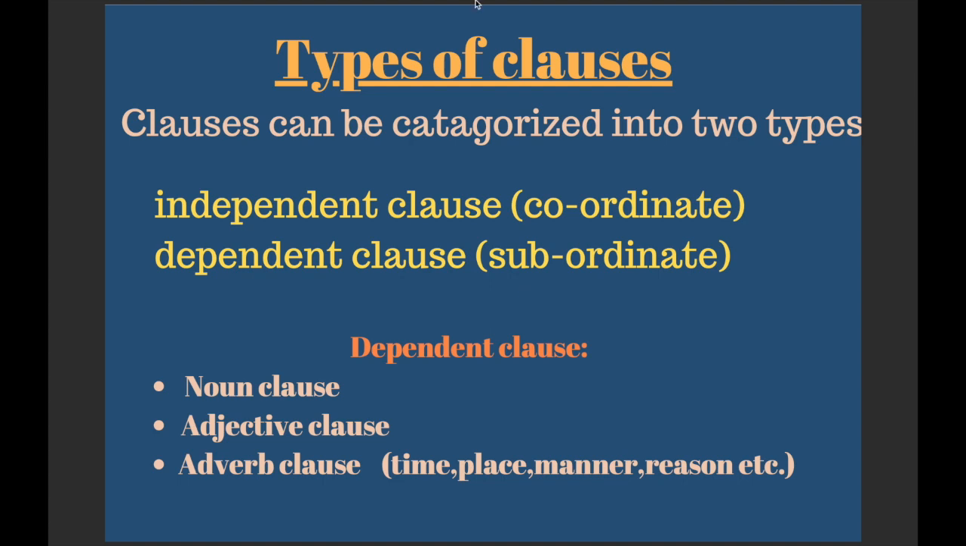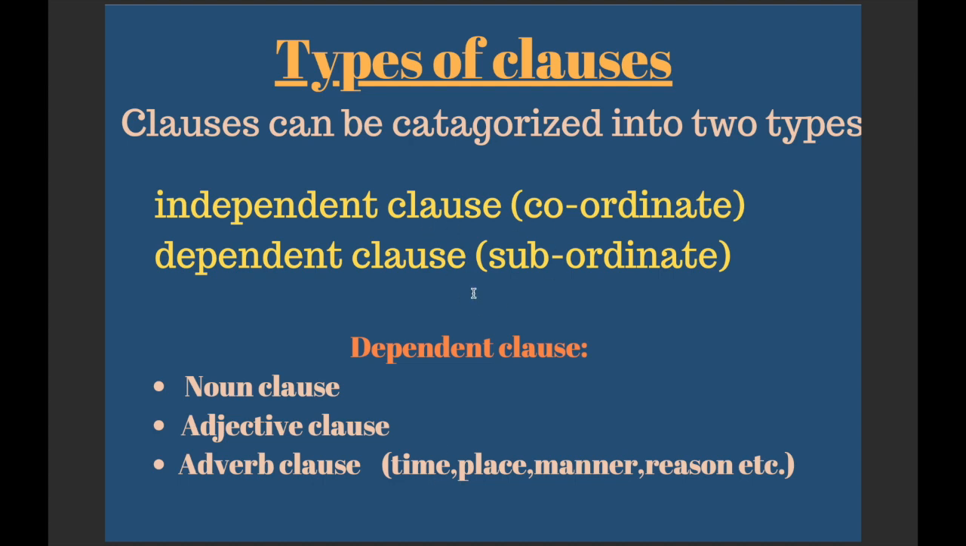So clauses can be broadly classified into two types: independent clause and dependent clause. Now this dependent clause or subordinate clause can further be classified into three types. That is, the subordinate clause can be of three types: noun clause, adjective clause, and adverb clause. And this adverb clause can again be of adverb clause of time, place, manner, reason, purpose, comparison, etc. that we are going to cover in the detailed video of adverb clauses.